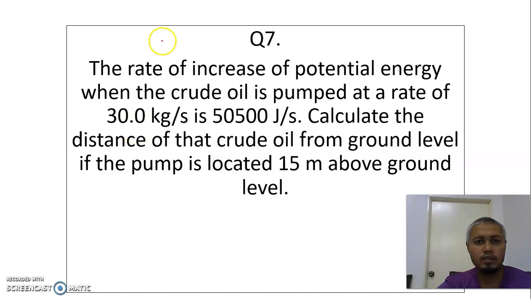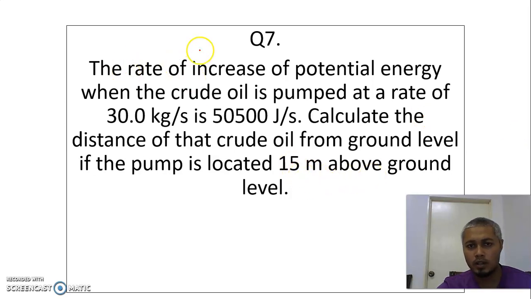This is the 7th question for our online tutorial. The question is: the rate of increase of potential energy when the crude oil is pumped at a rate of 30 kg per second is 50,500 joule per second. Calculate the distance of that crude oil from ground level if the pump is located 15 meter above ground level.